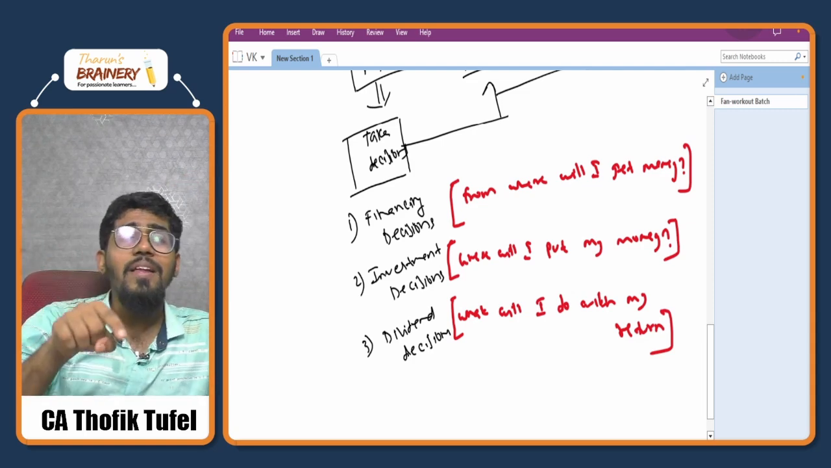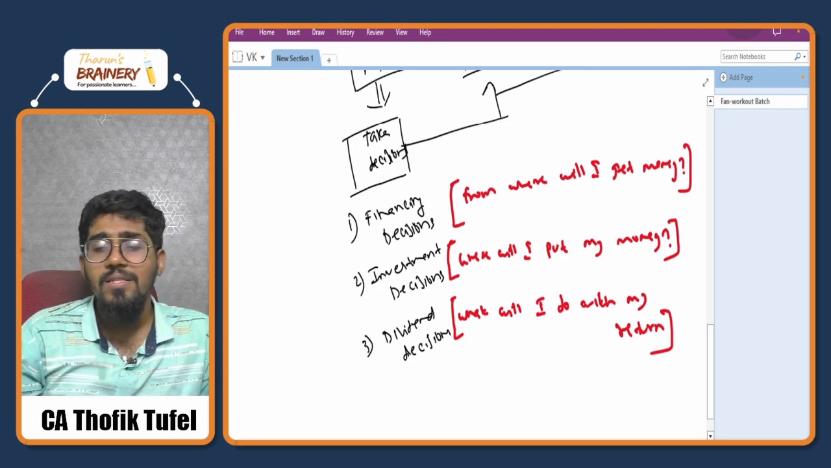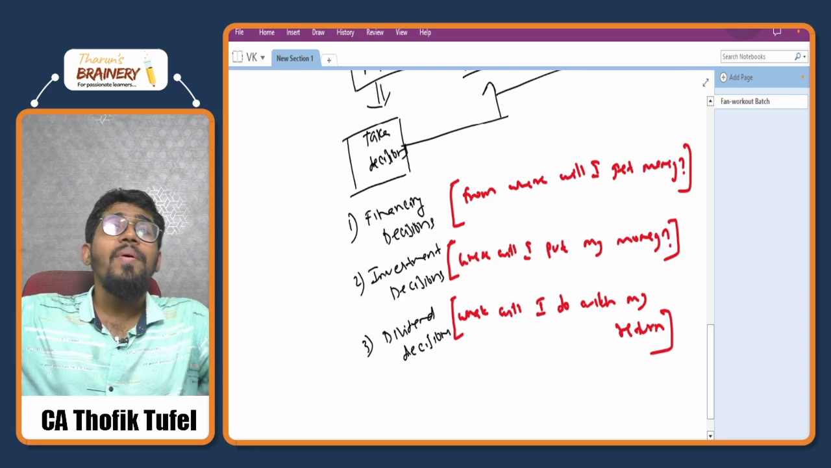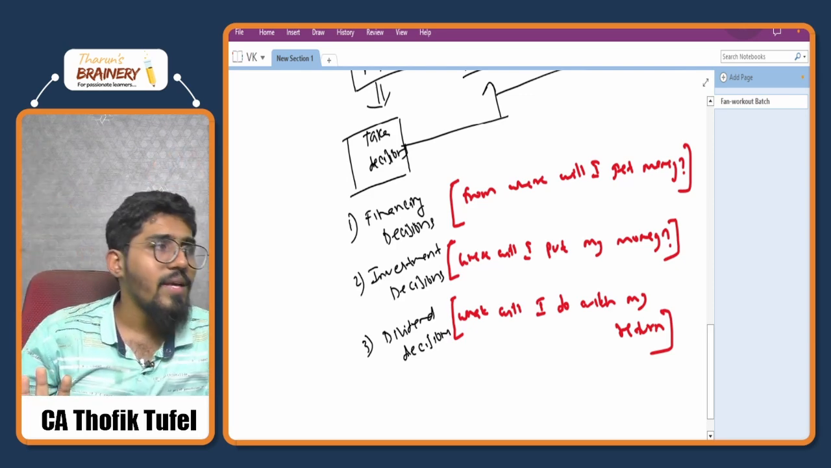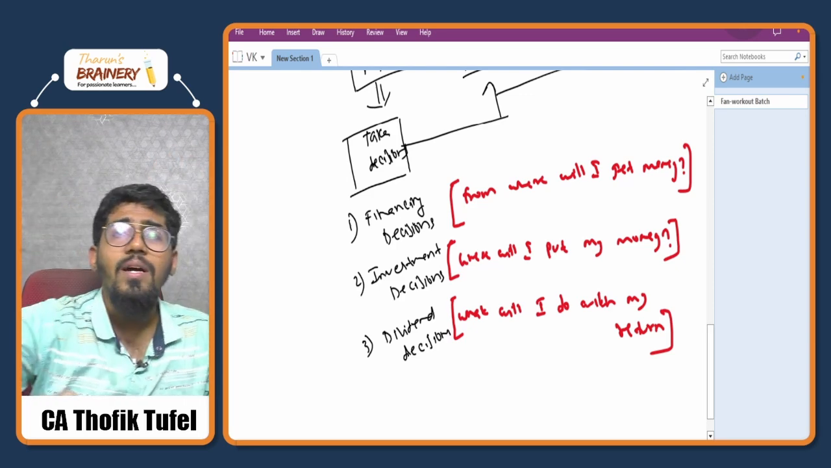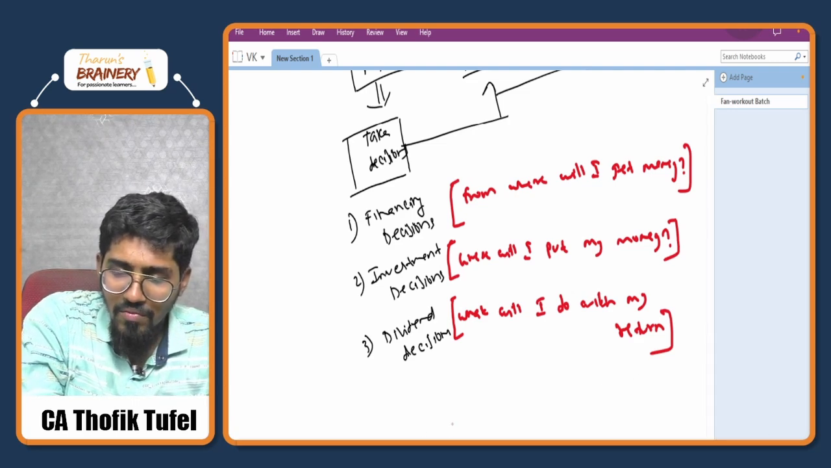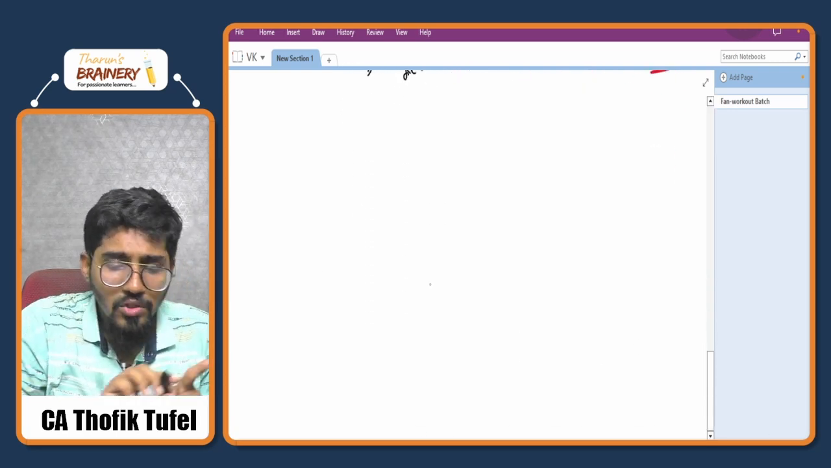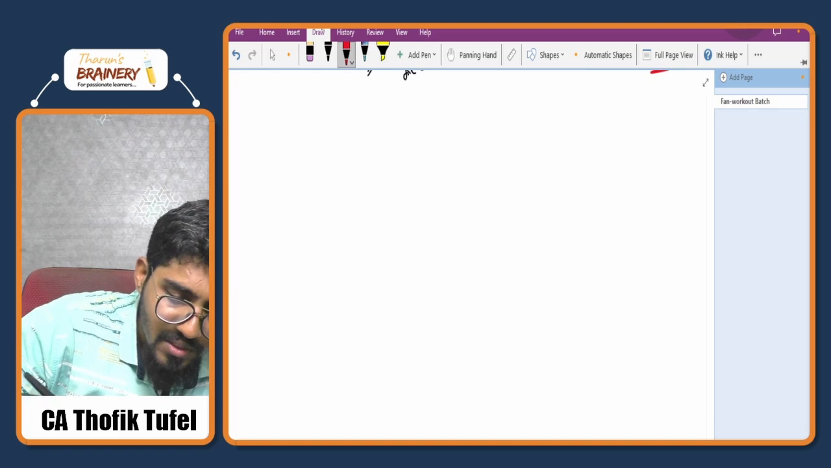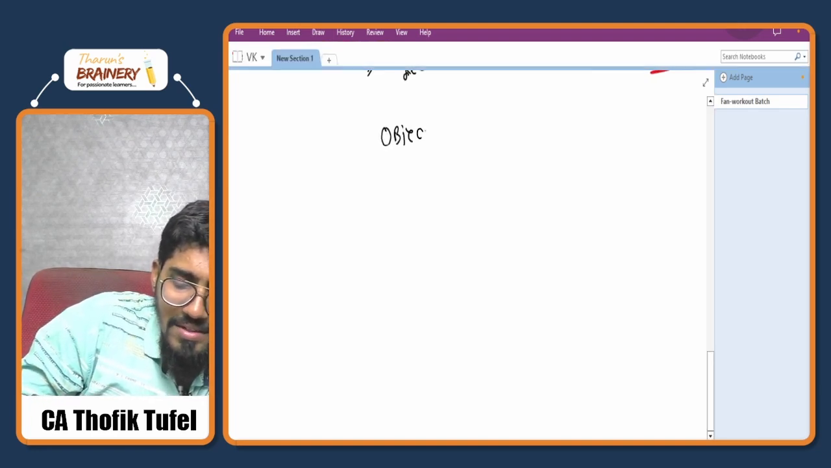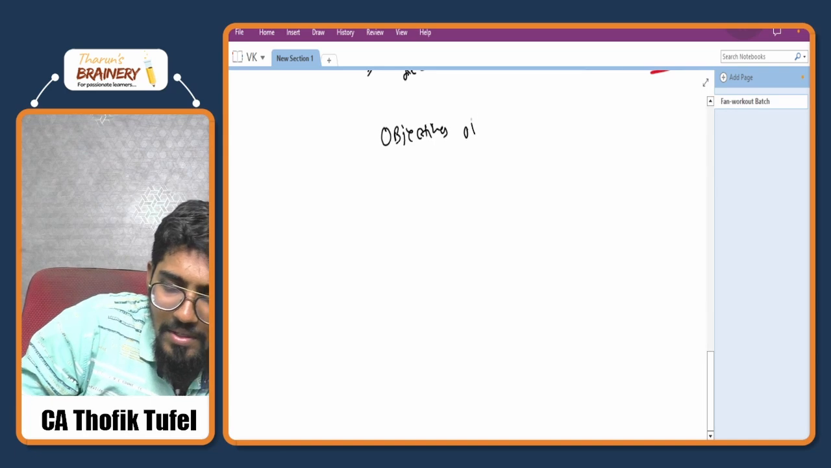Financial management is about taking decisions, but we have some objectives of financial management. On the basis of those objectives only, we are going to take decisions. So what are the objectives of financial management? We have two objectives of financial management. So the next topic is the objectives of financial management.